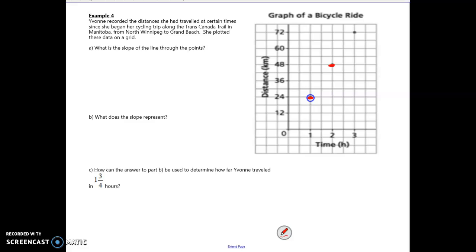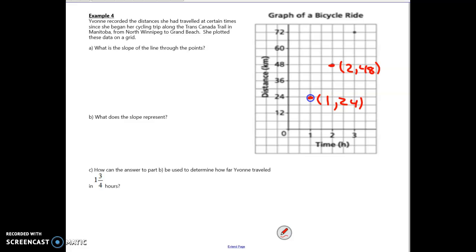So I'm going to label this point. Let's find what the x is. x at the top point is 2, and our y value at that point is 48. So that's our x1 and y1, sorry for that. And then for our bottom point, we have our x2 will be 1, and our y2 will be 24.